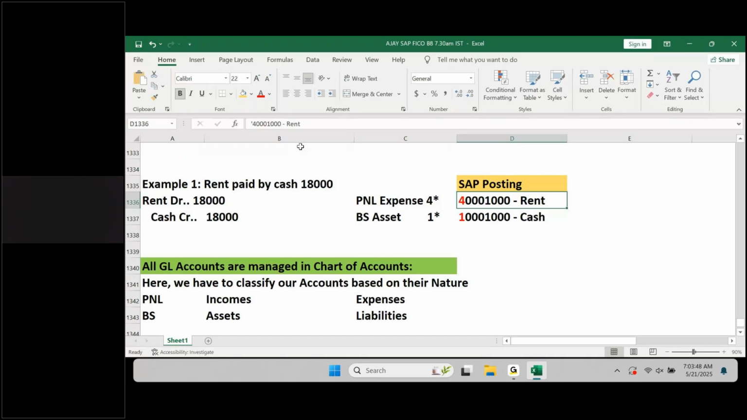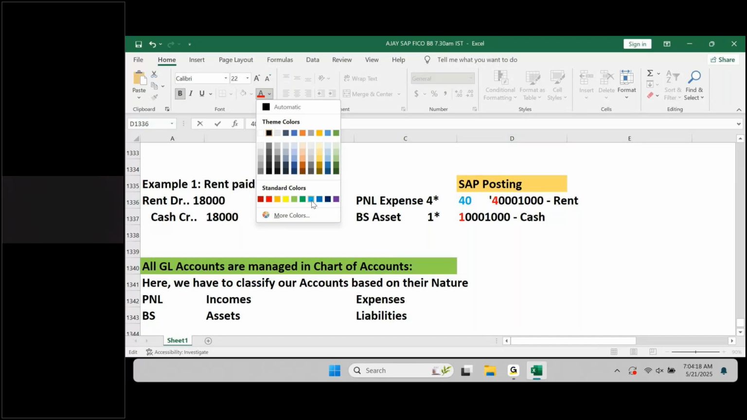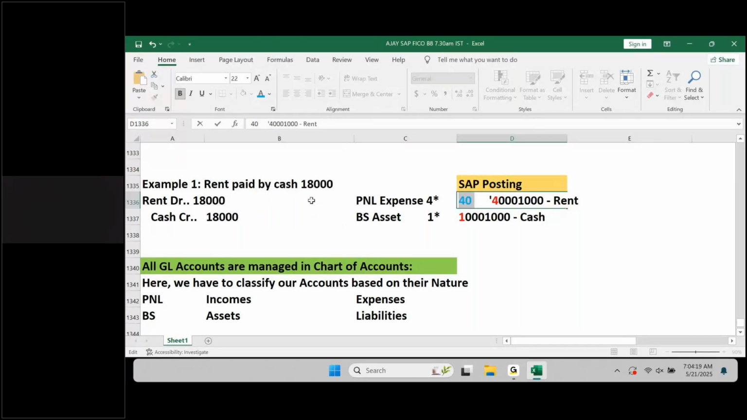How do I represent a debit or credit? What should I write if it is a debit? 40. Why 40? Posting key. It's a GL posting key, because it is a GL account. If it is a vendor account, it may be something other than 40. So 40 because it is a GL account. And slowly you need to make sure you are in a position to understand these numbers.